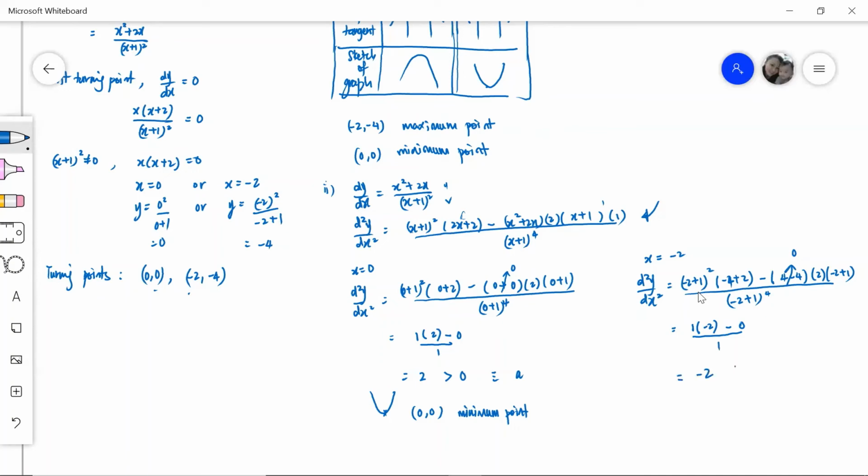Isn't it? This one is less than 0. That means the gradient keeps reducing from a big value to 0 to a small value. Or when we equate it with the coefficient of x squared in a quadratic function, if our a is negative, we get a sad face graph, therefore the point is a maximum. So (-2, -4) is a maximum point. Okay, so this is how we determine the nature of the graph using the second order derivative.